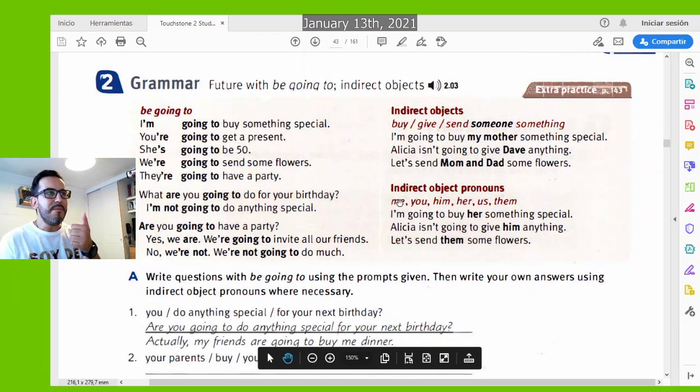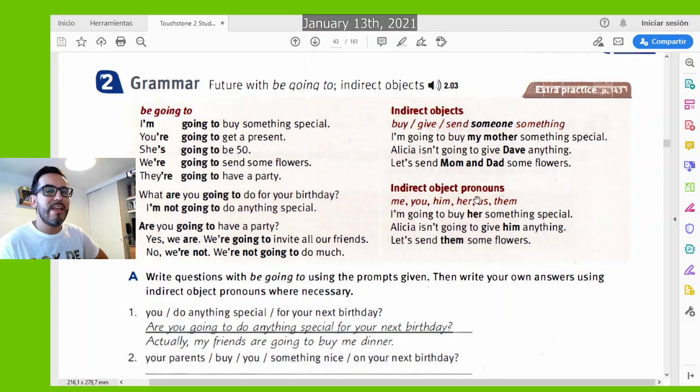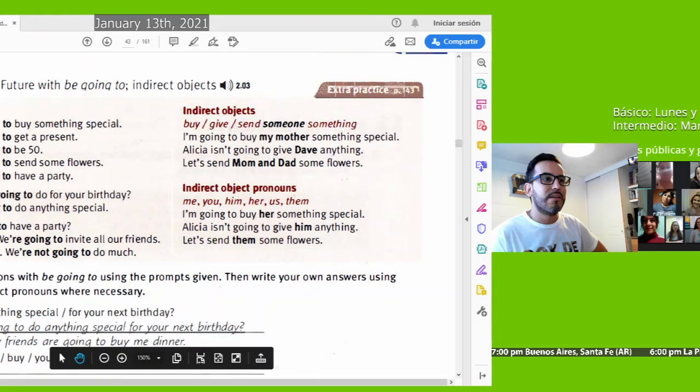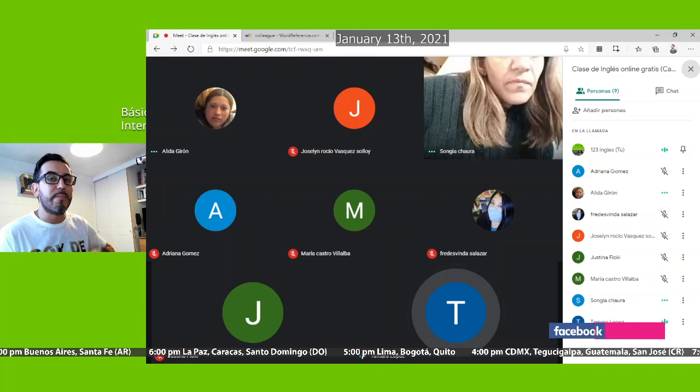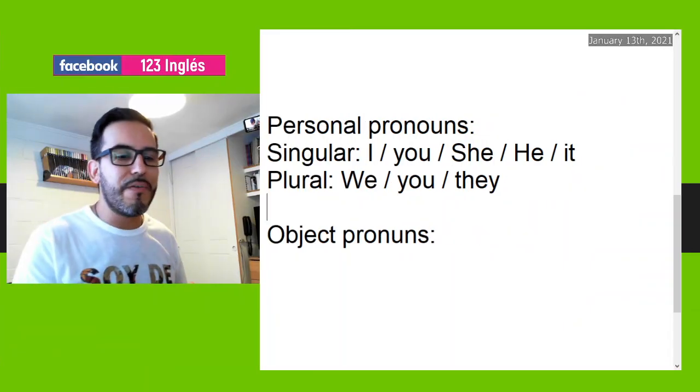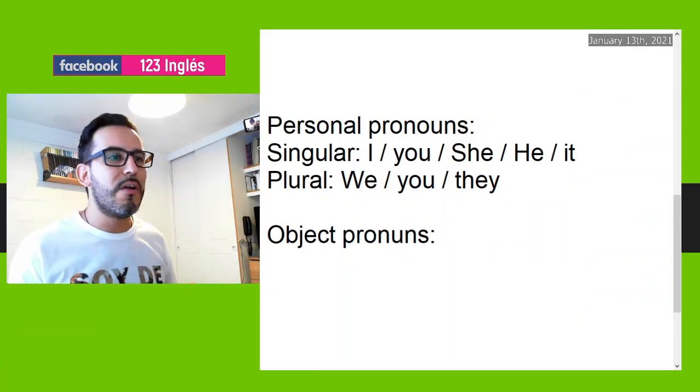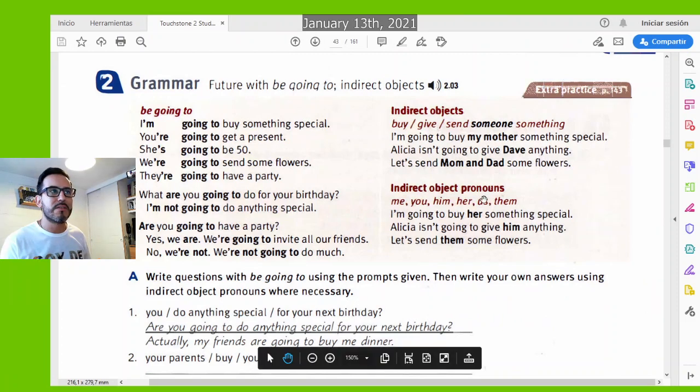Tenemos me, you, him, her, us and them. Ojo, aquí falta uno. No, falta uno, lo mencionó el it. Perdón, el it. Sorry, it. ¿Y por qué falta uno? Porque estamos hablando exclusivamente aquí en el libro de Indirect Objects, ¿ya?